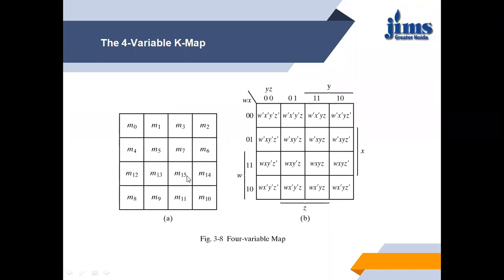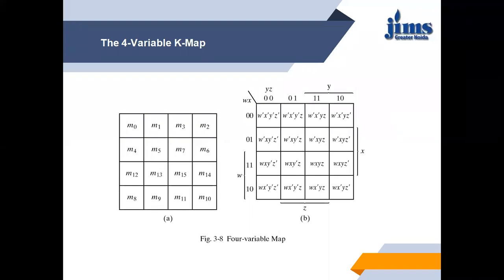You can look into any cell, and the binary value will represent the min term. For example, take this. W is 1, X is 0, Y is 1, Z is 0. So the value will be W, X bar, Y, Z bar. It is 1, 0, 1, 0. That is 10. So the corresponding min term is M10.